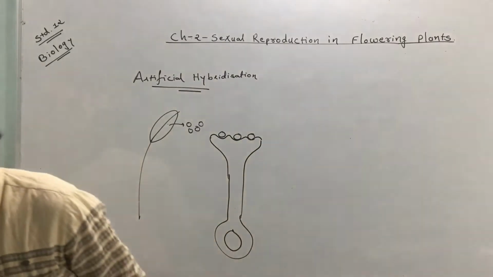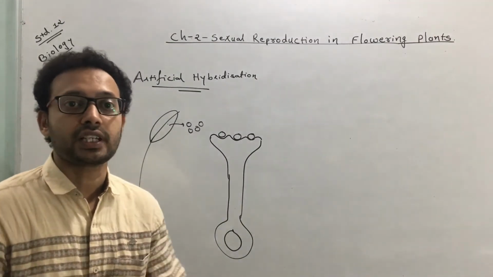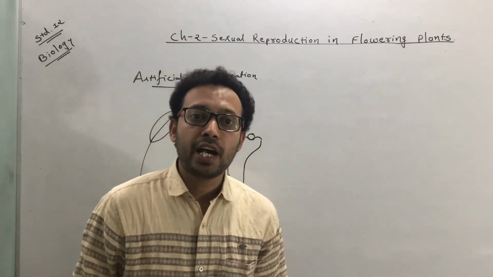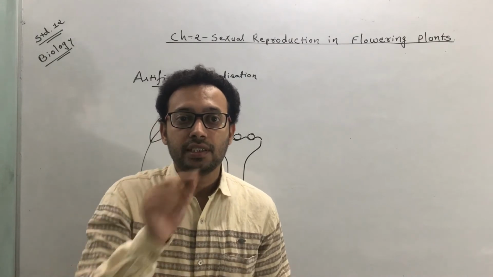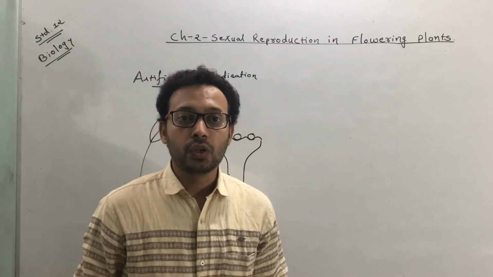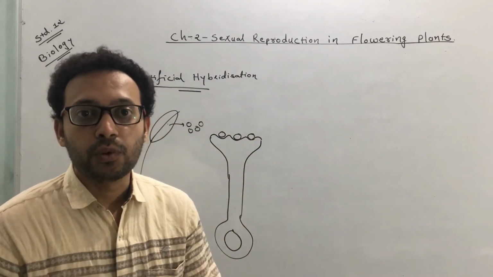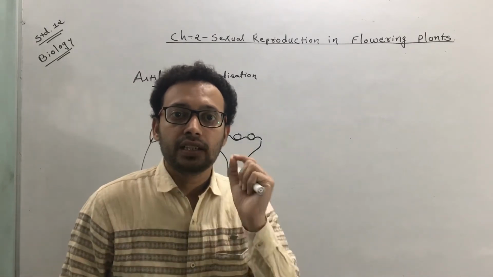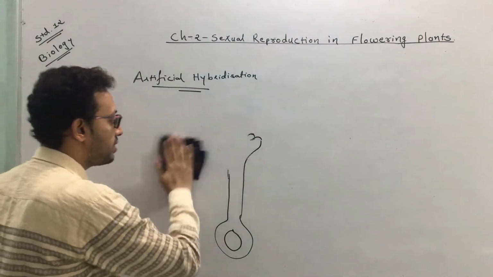Artificial hybridization is hybridization which is performed artificially, not occurring naturally. Usually transfer occurs naturally either by biotic agents or abiotic agents. In artificial hybridization, the transfer occurs with the intervention of a human being, or we help in the transfer of a pollen grain. We transfer only the desired pollen grain, so we get the desired product only.